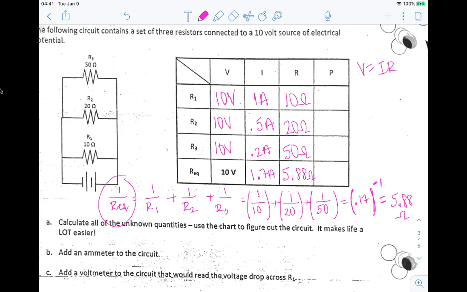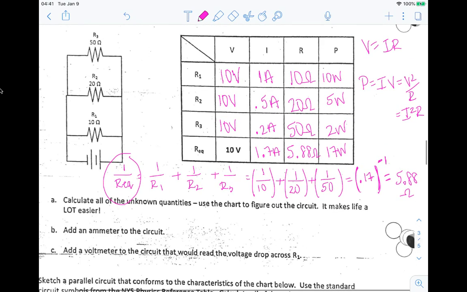Solving for power, again, you can use any of the formulas that we have, V squared over R, or you could have done I squared times R as well. Whichever way you chose to do it, you should have ended up with 10 watts for R1, 5 watts for R2, 2 watts for R3, and 17 watts as your total power. If they asked you how much power is produced through the 20 ohm resistor, you look at 20 ohms, go over to your power, and that's your 5 watts. So you just have to make sure you're labeling everything correctly.